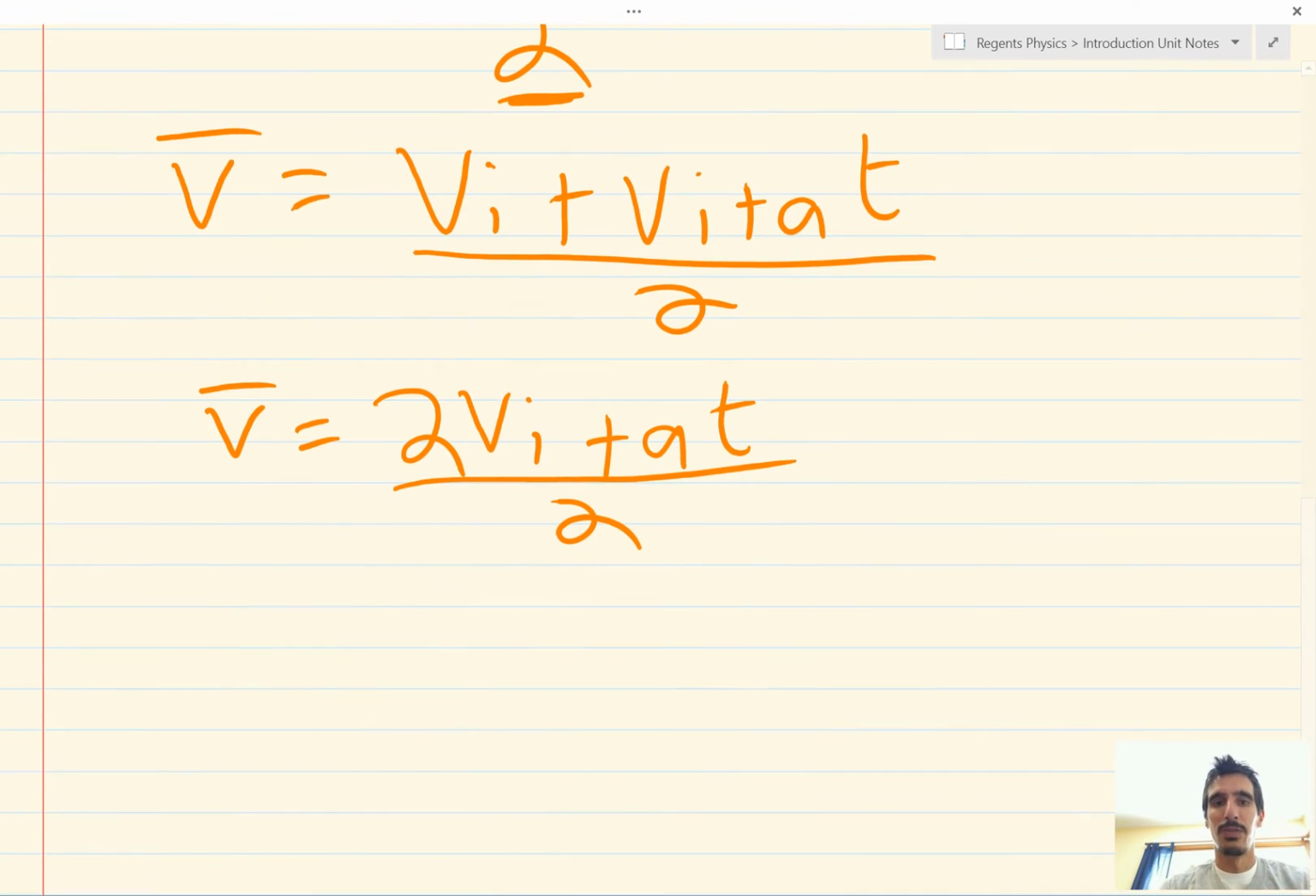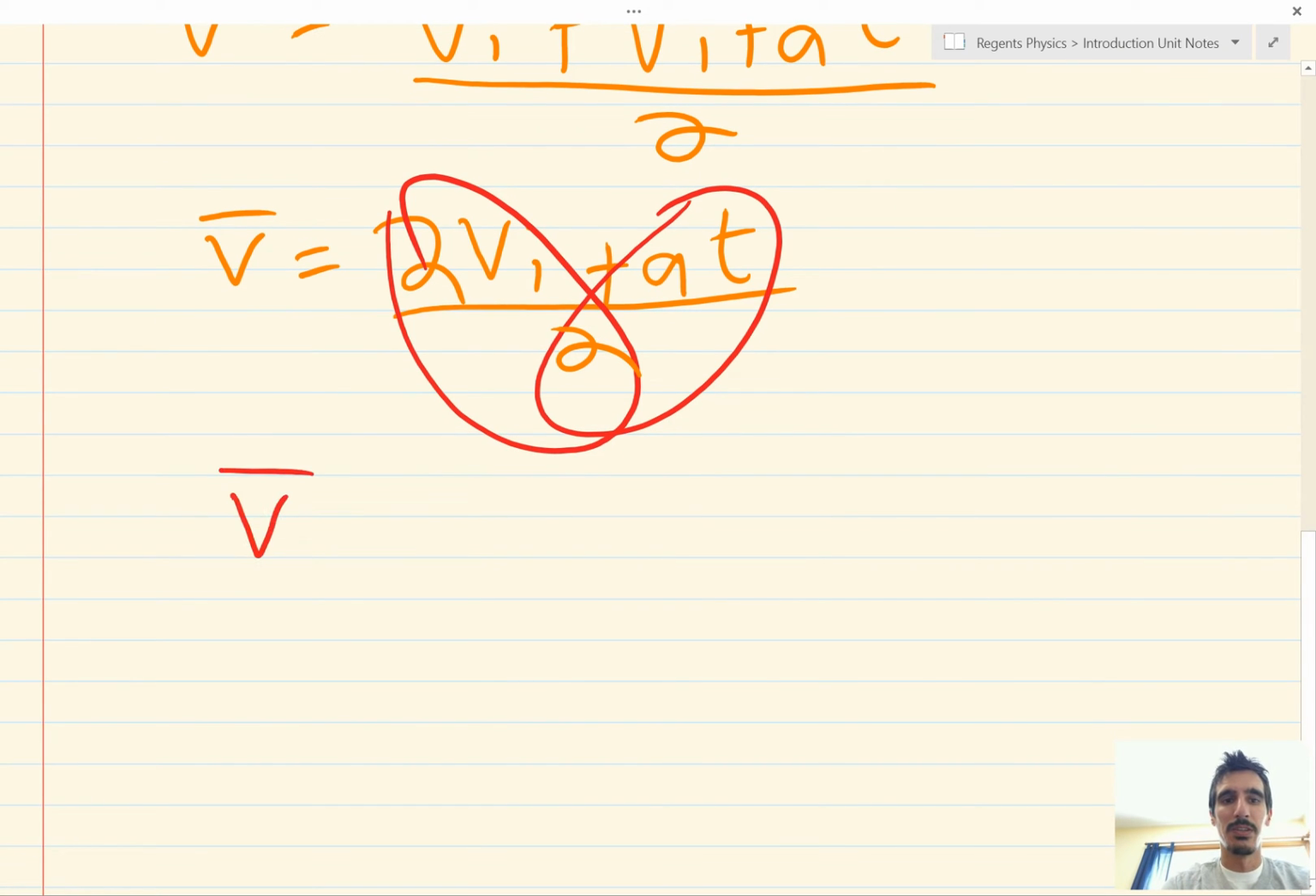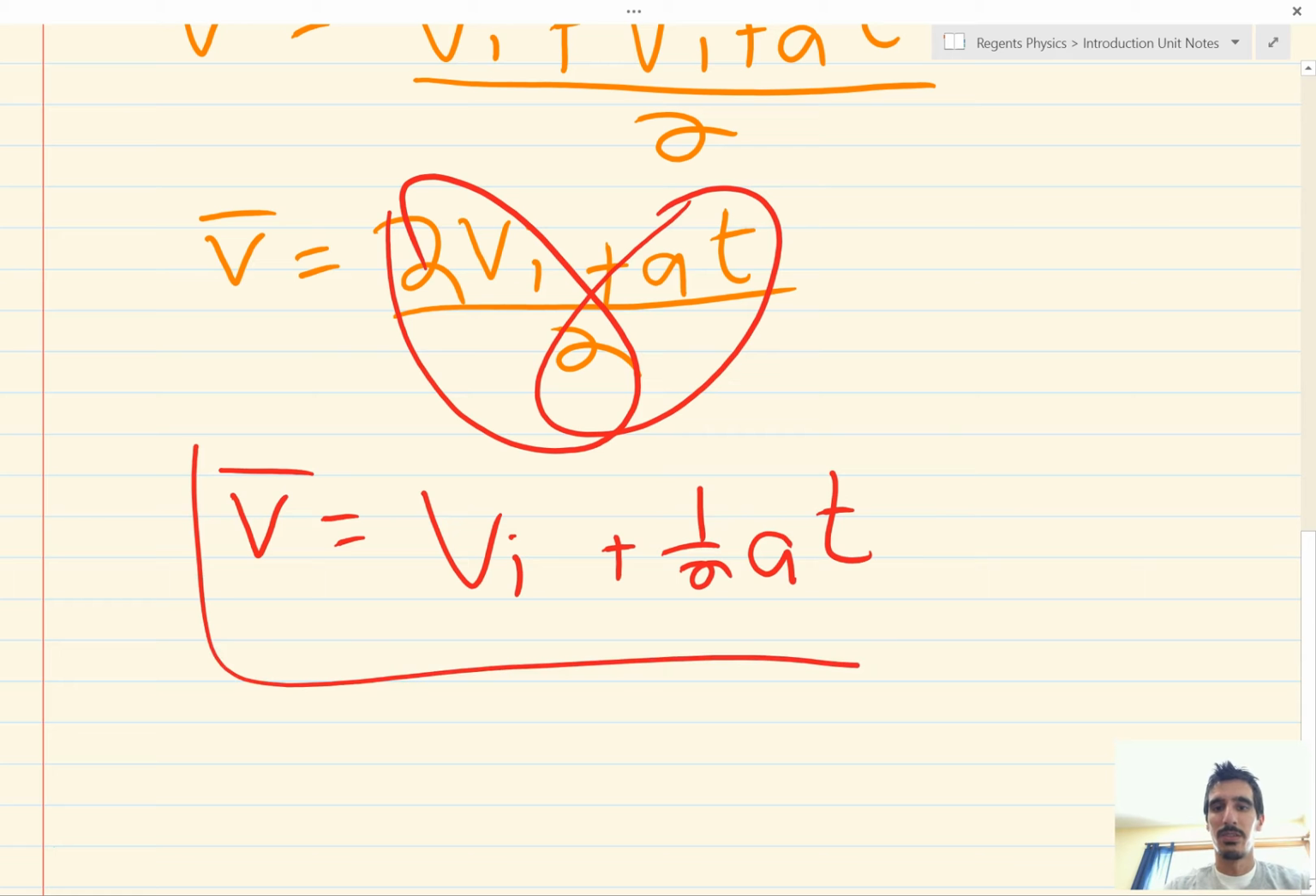Let's expand this fraction. So we have 2VI over 2 and AT over 2. So that simplifies to average velocity is VI plus 1/2 A times T. And we'll call this equation 2.